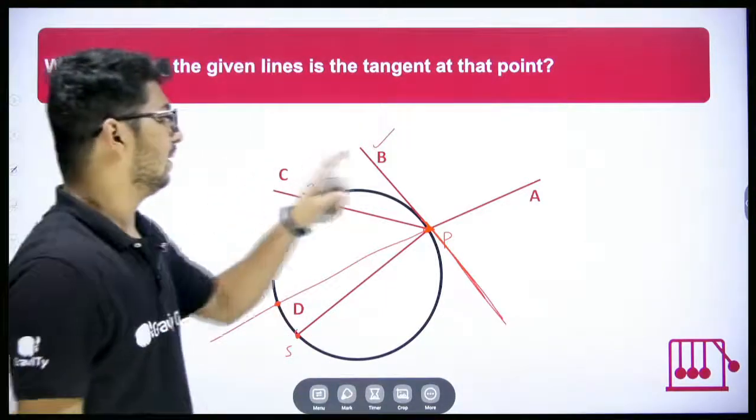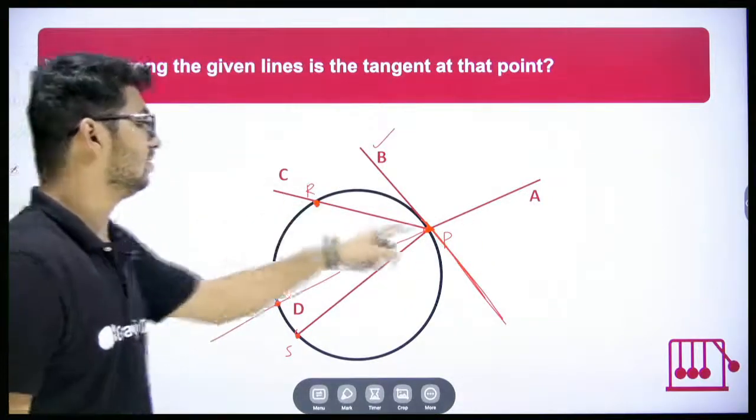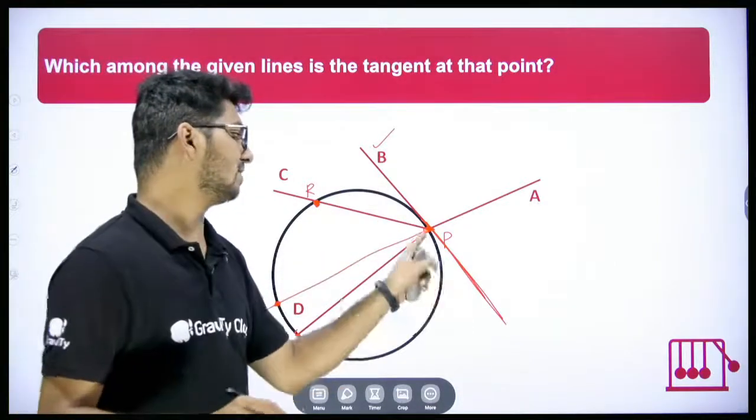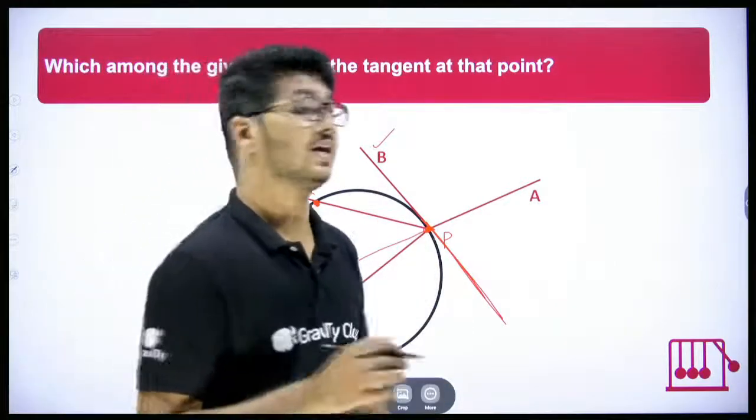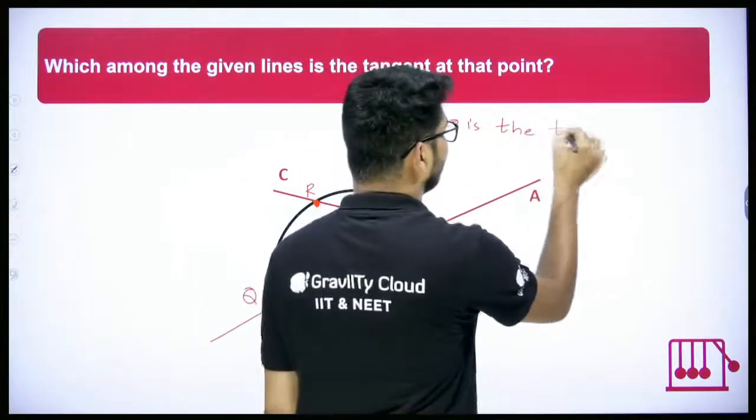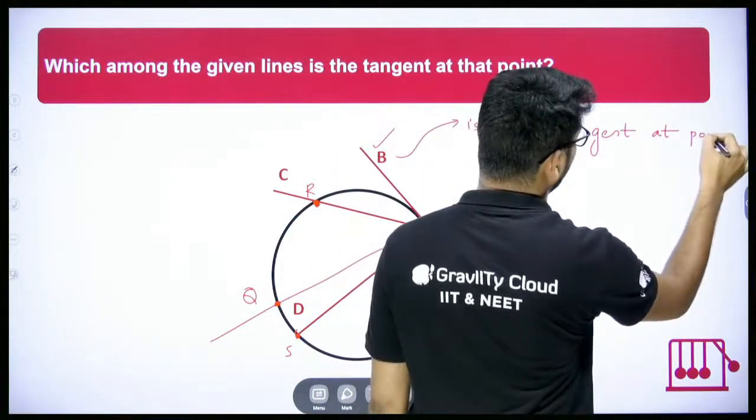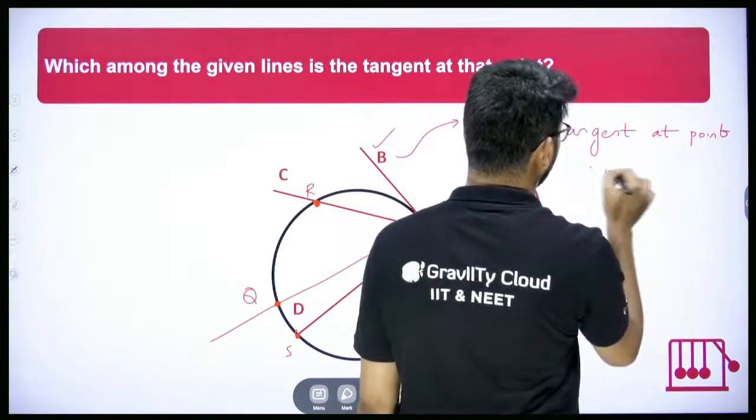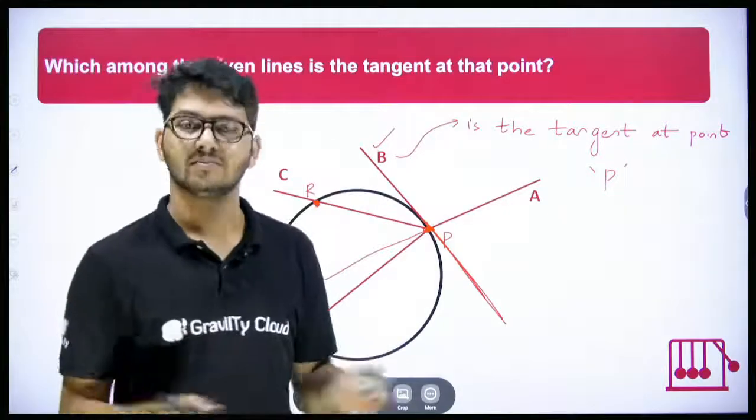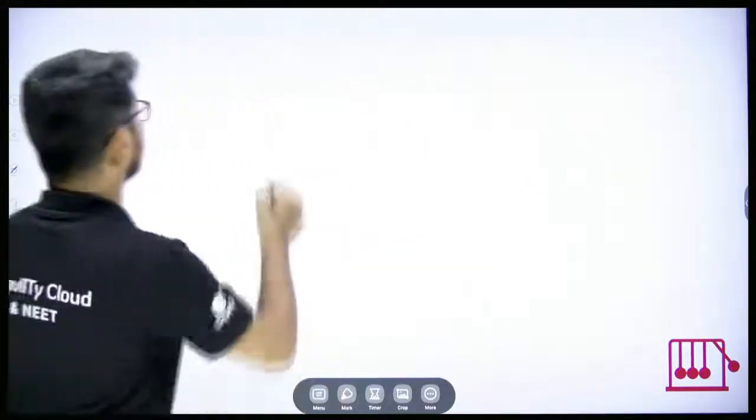Right, so here A is not the tangent. When extended, it is passing through 2 points. C 2 points, D 2 points, but B is only passing through a single point. So B is the tangent. Now tangent will be at different points. Tangent at which point? At point P. B is the tangent at point P. Simple. Clear?